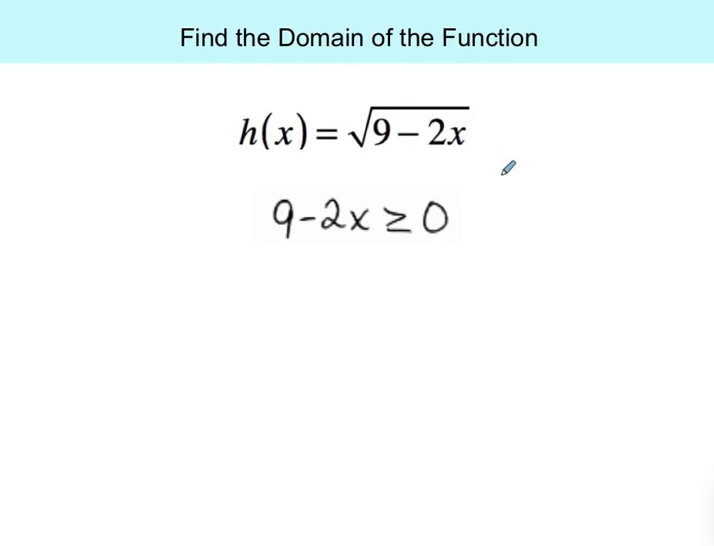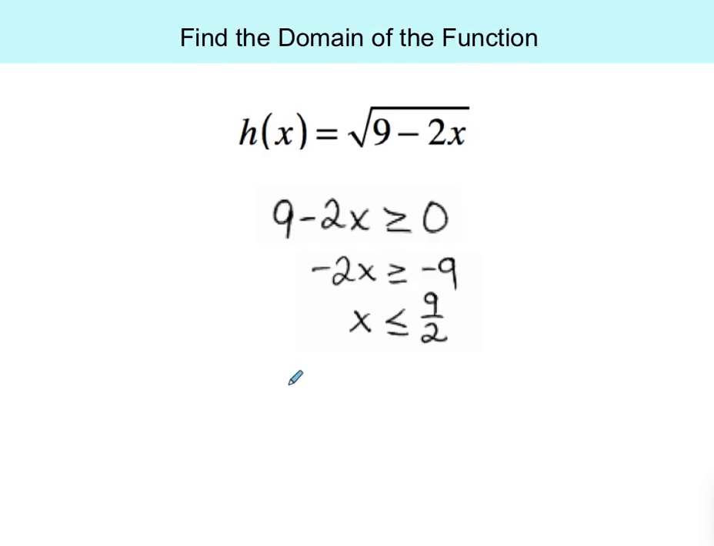In my next example, I have a radical equation, and you'll notice that I have an even index root because that is the square root, which means this value underneath my radical has to be greater than or equal to 0. Once I set that up, I solve my inequality. So I subtract 9 from both sides, and then I divide both sides by -2. When I divide by a negative, I need to remember to flip the sign.